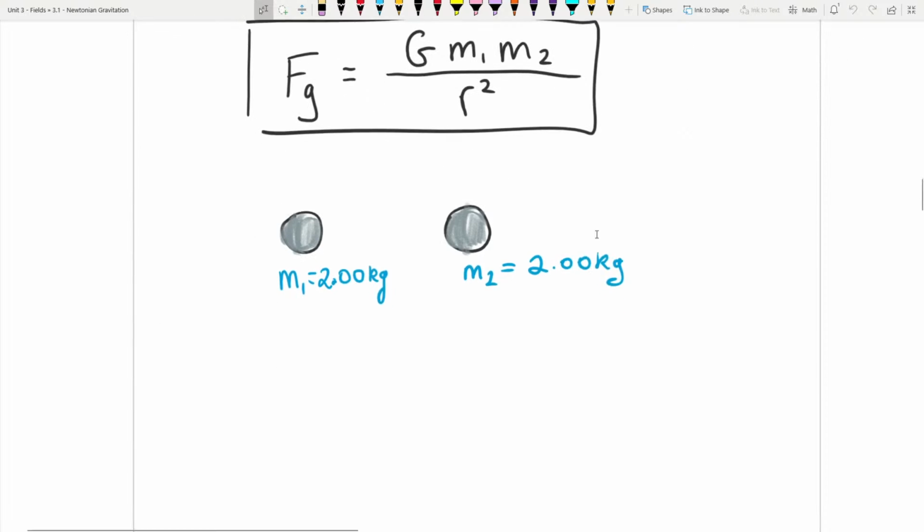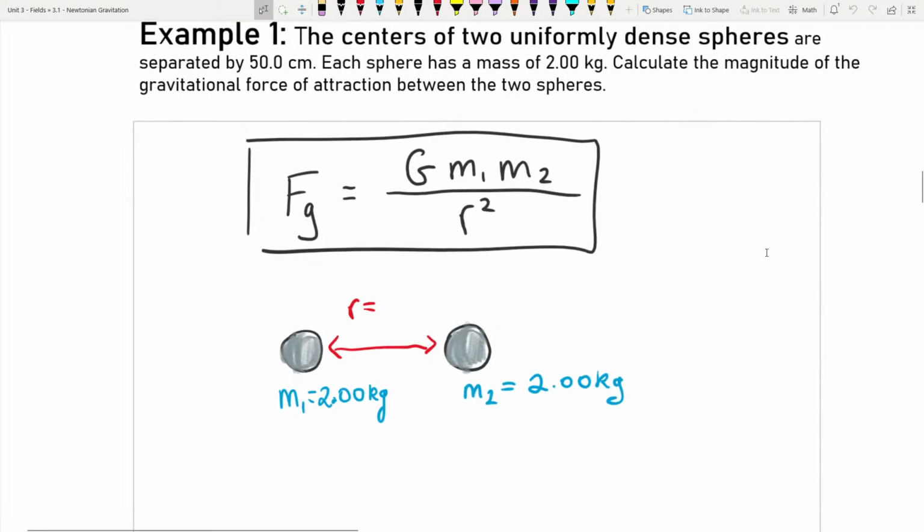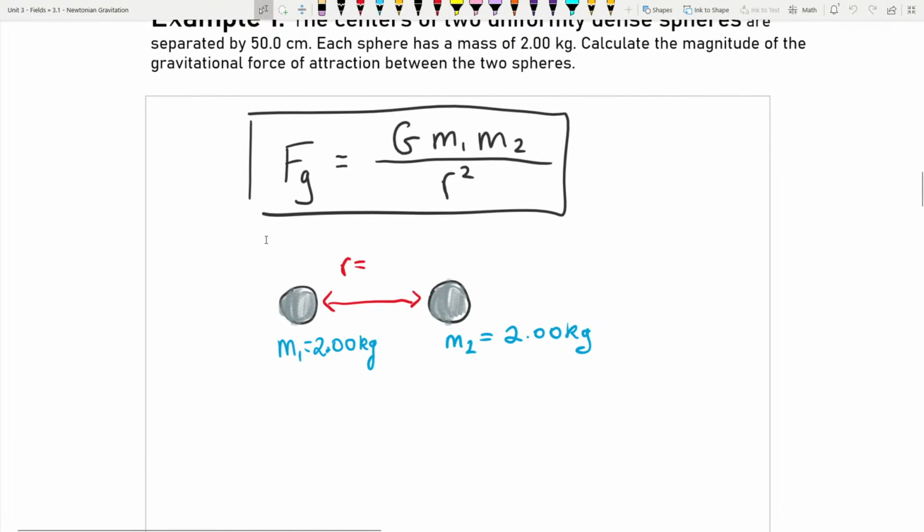And we can say that the distance between them, r for radius, but it's kind of annoying we don't just use d for distance, is 50 centimeters. Now, how do I write 50 centimeters in SI units? Because, of course, centimeter isn't an SI unit. You could do dimensional analysis, or if you can just do it in your head, that's obviously great too. But nothing wrong with dimensional analysis. And that's going to give us 0.50 meters.